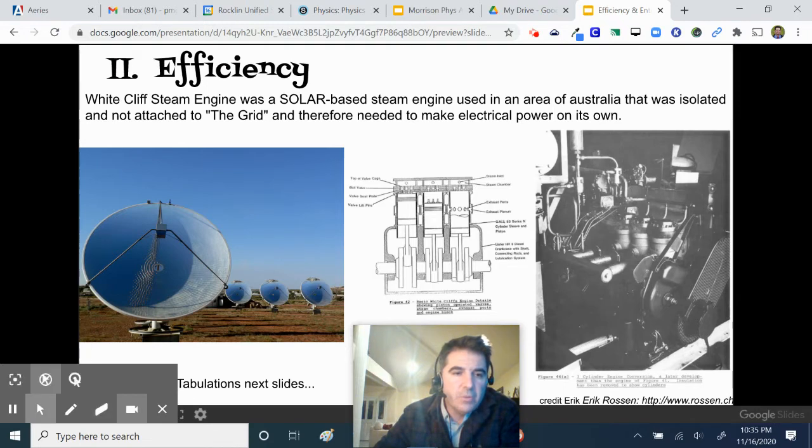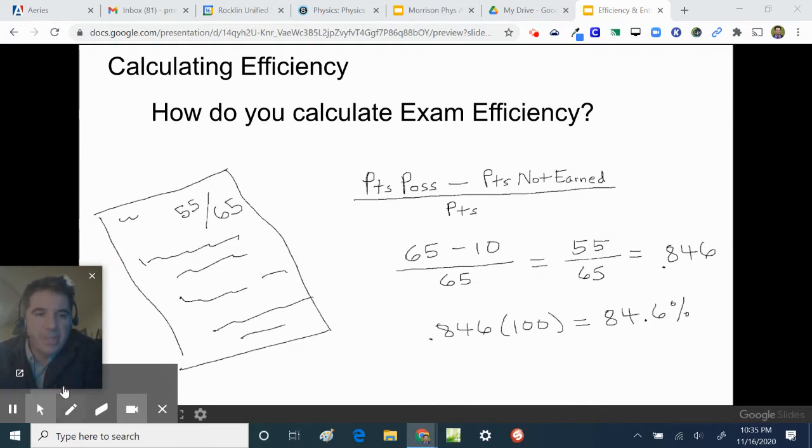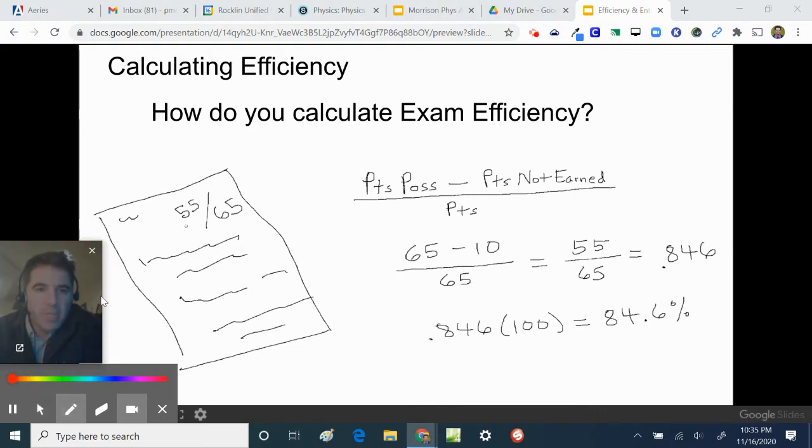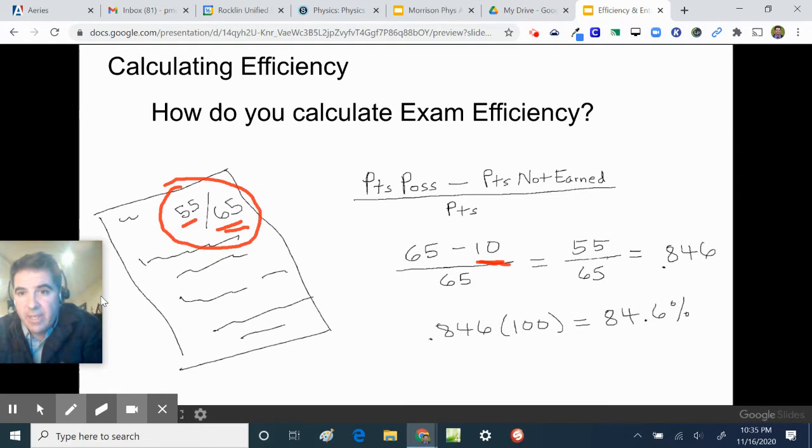One of the things I want to start off by saying is, how efficient are you on an exam? So how do you figure that out? It's actually pretty easy. You do this all the time, I'm quite sure. You take the score that you got over the score that you could have got. So it's points possible minus points not earned, over points possible. So 65 was what I could have earned. 10, no, I'm sorry, I didn't get those, over 65. So that's 55 over 65, which is literally what's always written on your exam. If you do the division, you get 0.846. You times that by 100 to change that to a percent, 84.6%. Yay, not too bad. Not an A, but not too bad.